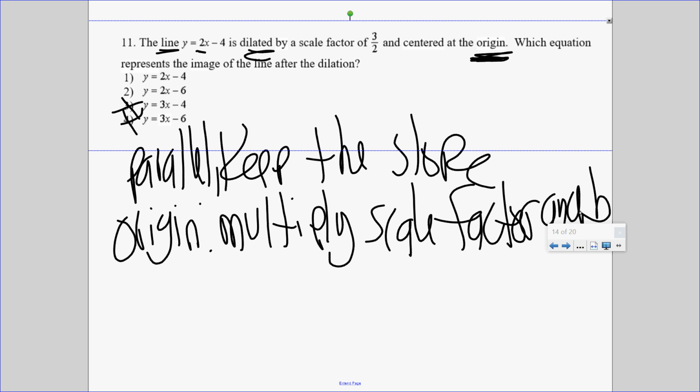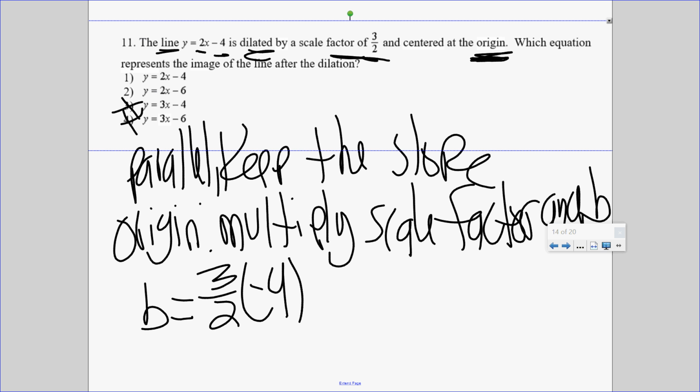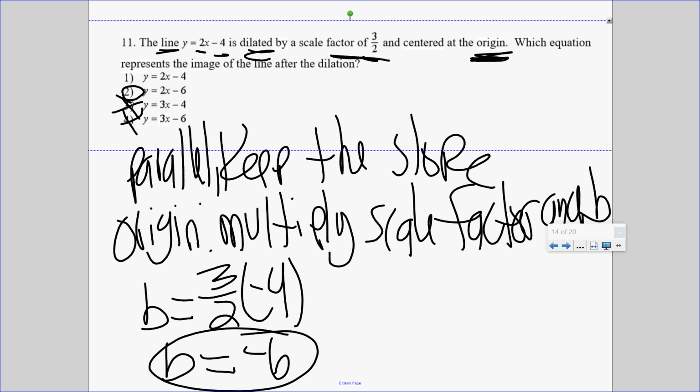So, scale factor, original B. You can type that into your calculator if you need to. If you're not comfortable multiplying by a fraction, it's -6. Choice 2 is your answer.